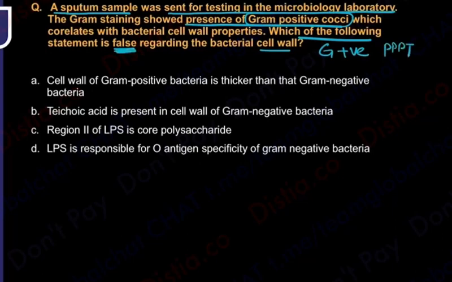Let's do true false. Is the cell wall of a gram positive thicker? Yeah, it has more peptidoglycan. P for peptidoglycan. Of course, it is thicker. Correct. Look at the next one. Teichoic acid is present in the cell wall of gram negative. No, I just told you PPPT. Teichoic acid is present in the cell wall of gram positive. This is the false statement.